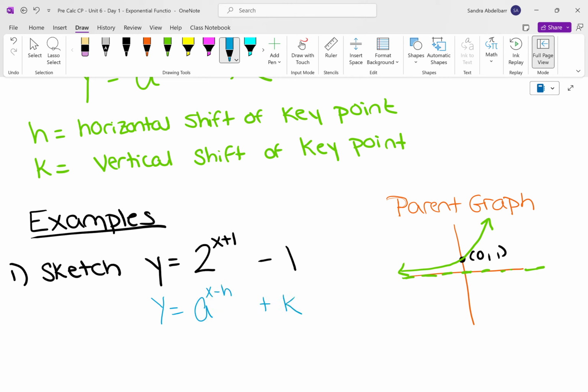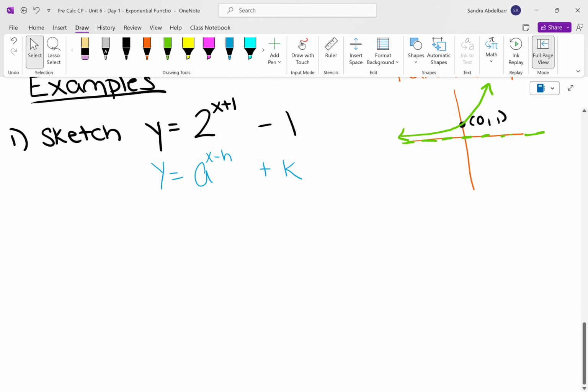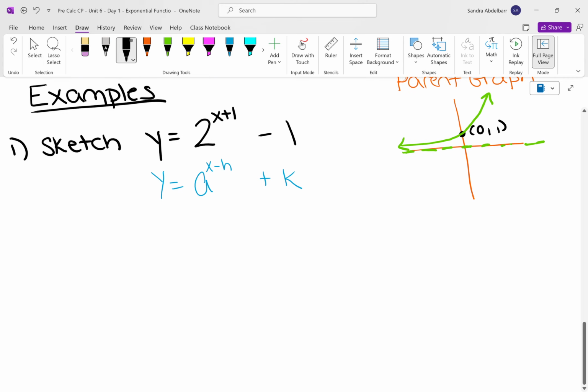So our shifting should be y equals a raised to the x minus h plus k. So this is x minus h, and this ends up becoming x plus 1. So I'm going to take that key point, and I'm not going to shift 1 unit to the right. Where am I going to shift? 1 unit to the left, because it's the opposite sign. So I'm shifting the key point 1 unit to the left and 1 unit up or down? Down. 1 unit to the left, 1 unit down.